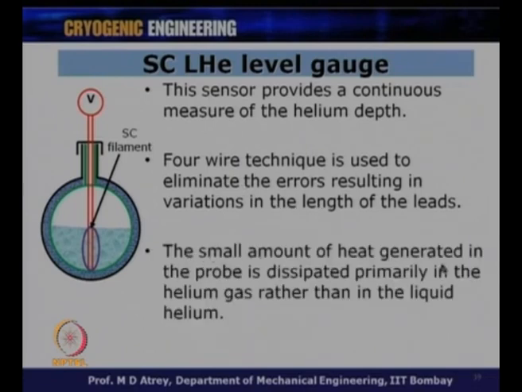The small amount of heat generated in the probe is dissipated primarily in the helium gas rather than in the liquid. So, when you pass the current through it, the heating is going to happen only in this part, because this is a superconducting part, and therefore, there is no extra heating, or there is no I square R associated with this region. Whatever I square R happens is only in the gaseous or in the boil off region only. So, the heat dissipation in this case amounts to only the part which is in the gaseous phase, which is the boil off gas, not the part which is dipped in the cryogen.